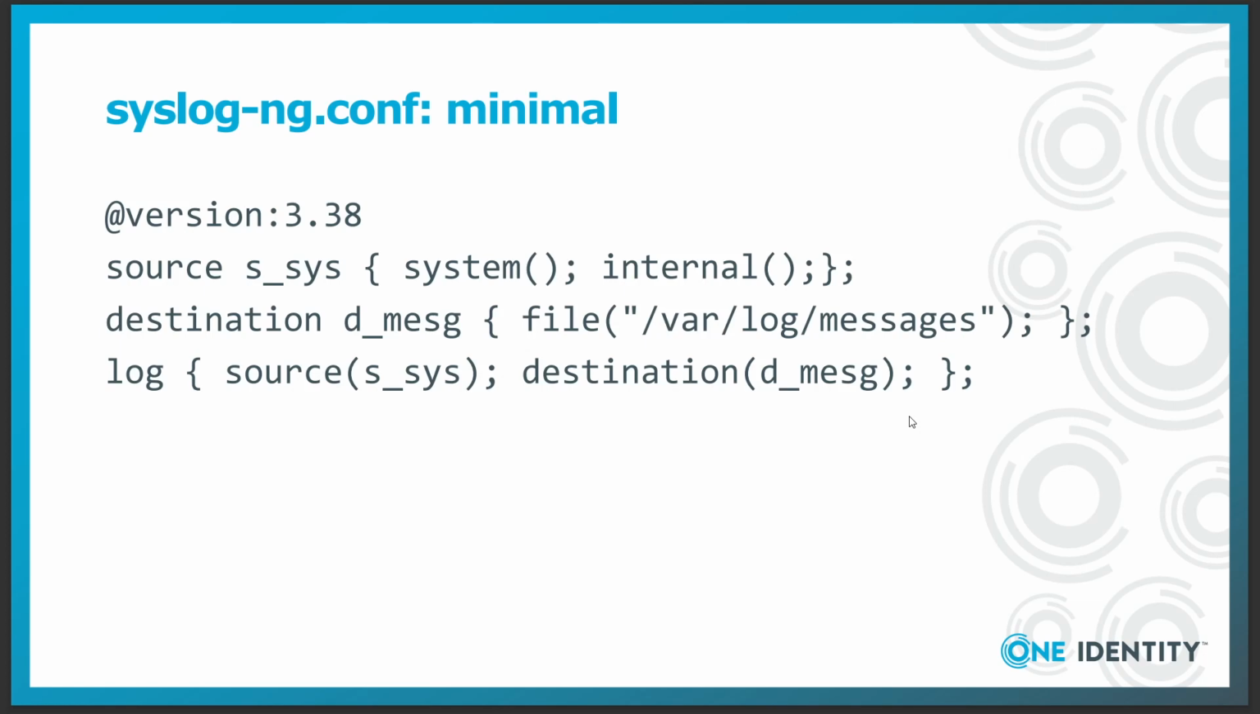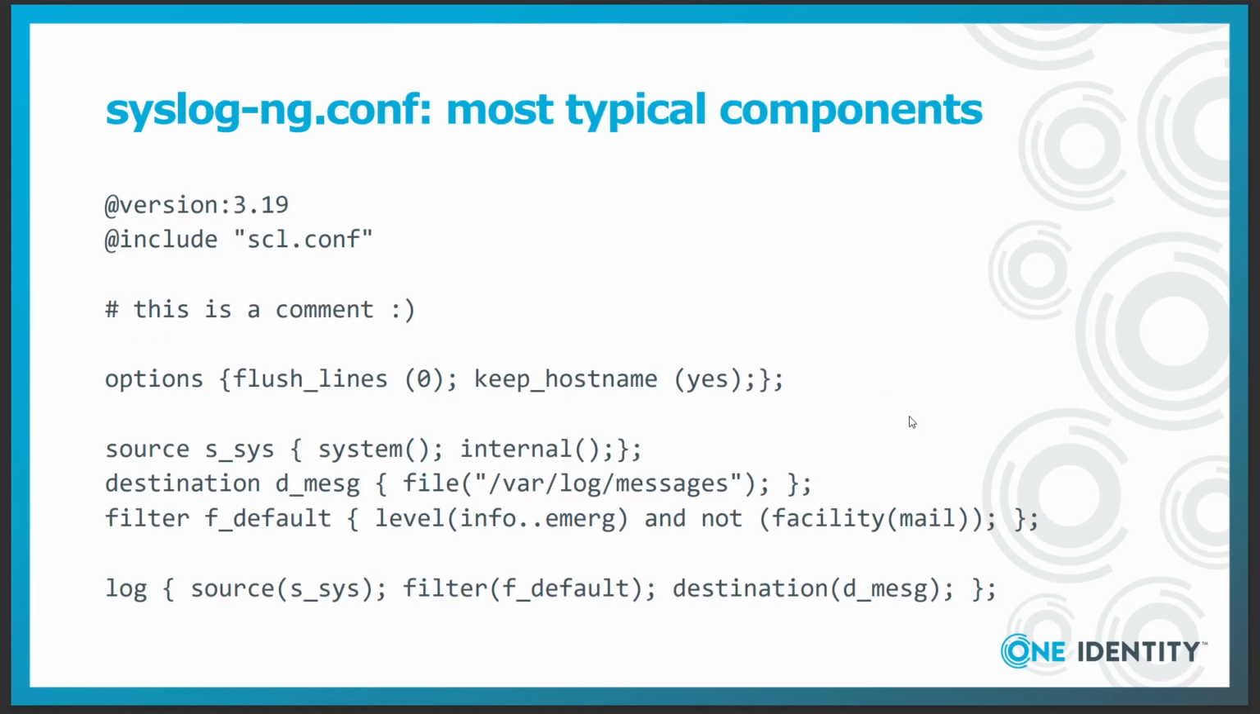Here you can see a minimal Syslog-ng configuration. It contains just a version declaration, a source, a destination, and the log path that connects the source with the destination. The next configuration is still quite simple, but already includes many of the typical configuration elements. We have seen it previously and learned about most of its elements. The only configuration element we have not yet talked about is the filter.